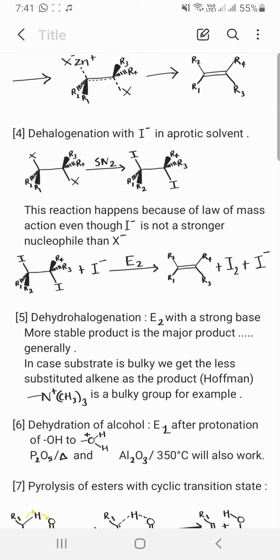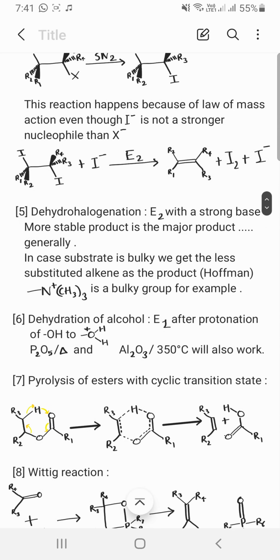Okay, dehydrohalogenation. Yeah, that's well known. So in case this thing, N+(CH3)3, is the leaving group, then you will get the less substituted alkene as the major product, because it's the Hofmann product. Yeah, notice this reaction will in fact be kind of irreversible, at least at the start. So that means whichever one has less activation energy, that one will be the major reaction. So yeah, that's what will happen.